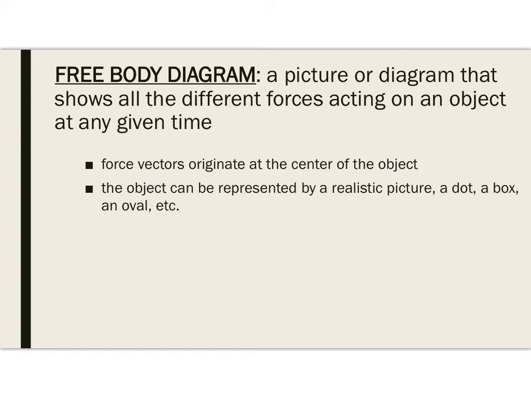We can represent the object in a free body diagram with a realistic picture. So if we're talking about all the forces that are acting on, say, an airplane, we can draw a picture of an airplane and show all the force vectors that are coming out of that. We can just use a dot or a box or an oval or anything that just says, here's the object, and then showing all the arrows coming out in the various directions. In the examples that I'm going to give you in today's notes, I'll be using an oval with the force vectors coming out from the center.